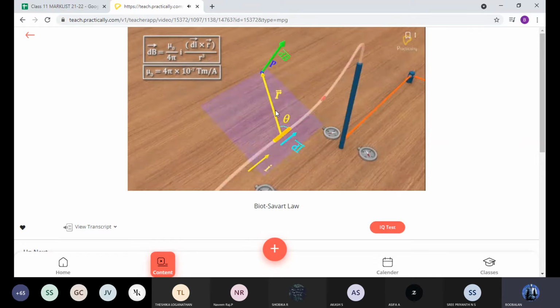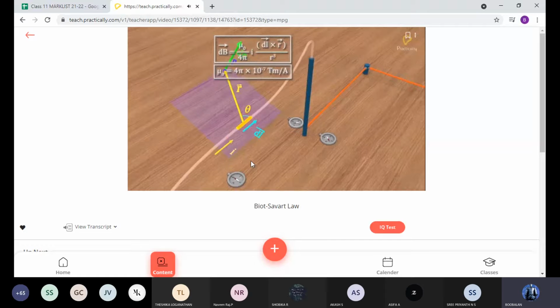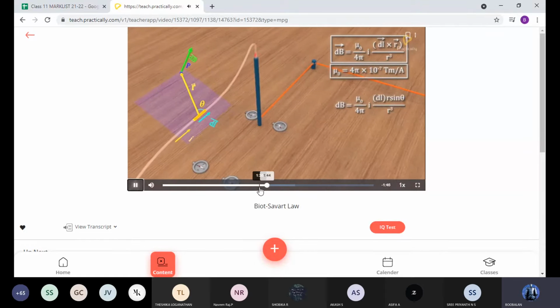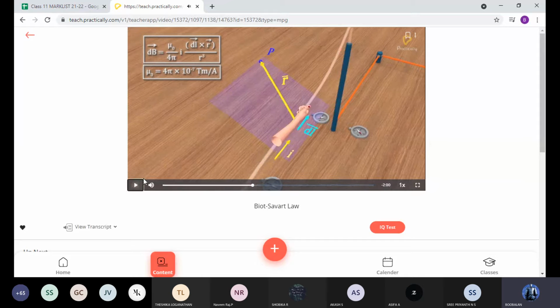Let theta be the angle between dl bar and r bar. Magnitude of the magnetic field due to the current. So the direction is very important. Finding the direction is somewhat difficult. So visualization is important. You want to visualize whether it is into the plane or outside the plane. Listen properly.